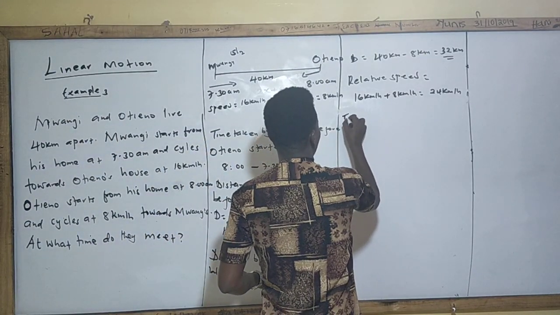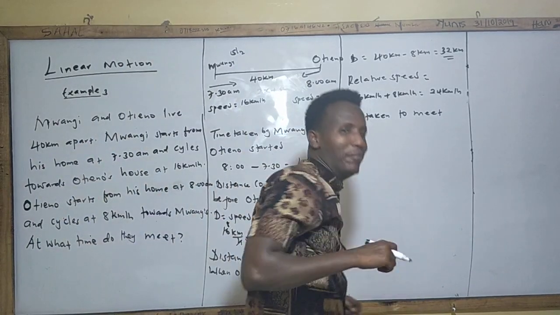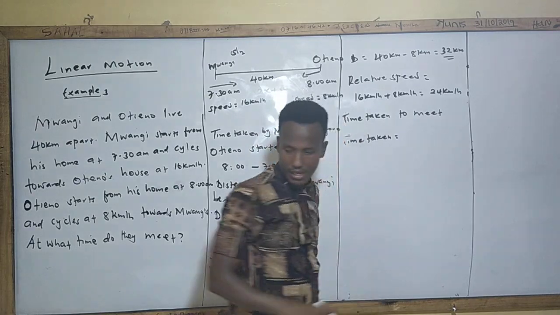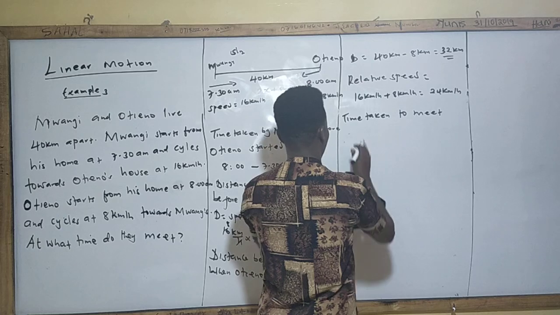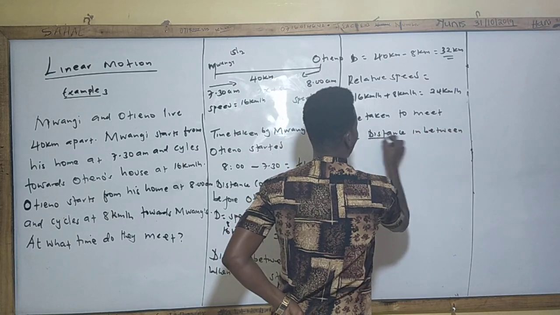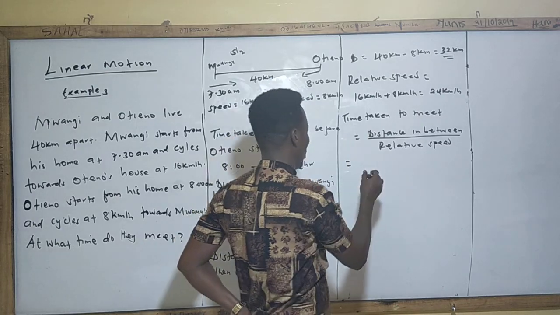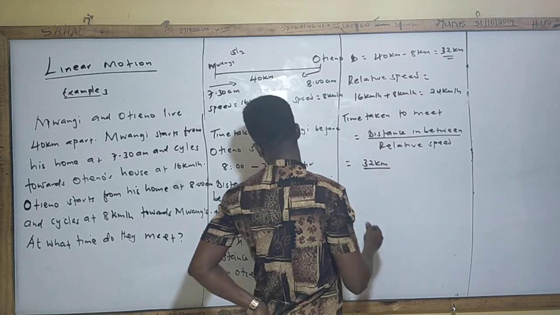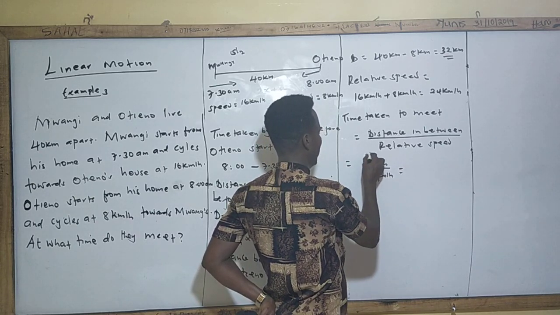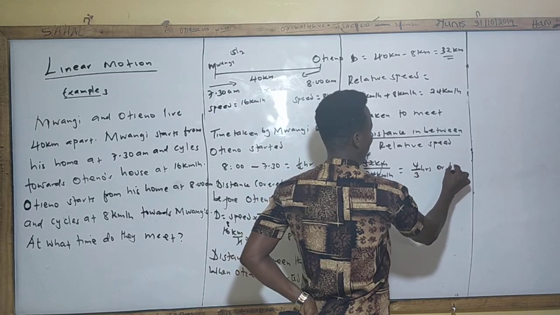Just understand that. So I will say time taken to meet. Be specific, not time of the day where they meet. Time taken to meet will be the distance in between the two characters divided by relative speed, okay? Distance in between them is 32 kilometer divided by relative speed, which is 24 kilometer per hour. Cancel this: 32 divided by 8 is 4, 24 divided by 8 is 3. That is 4 over 3 hours, or 1 hour and 20 minutes.